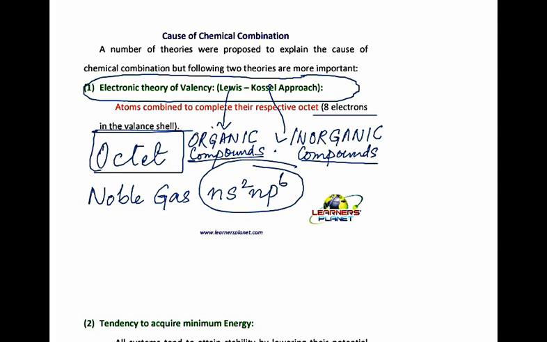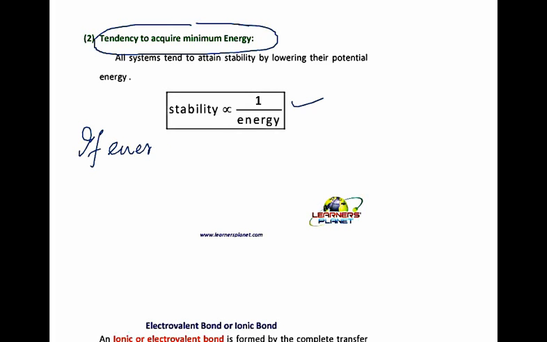So after this theory, that is the electronic theory of valency, also known as the Lewis-Kossel approach, we shall now move on to the theory which says that there is a tendency to acquire a minimum energy, or when a bond is formed, the system tends to attain a minimum energy. There is a relationship that says that stability is proportional to 1 by energy. That means if energy is low, stability is high.